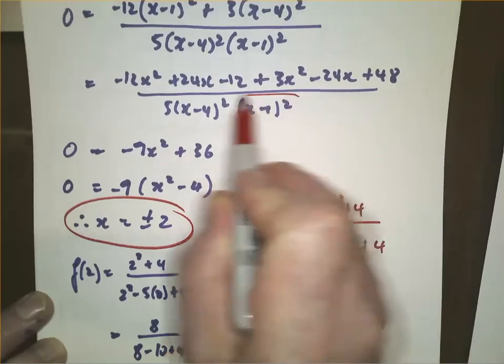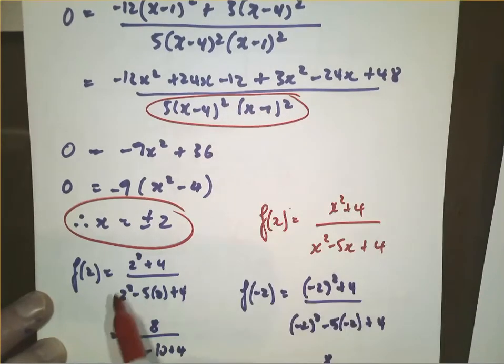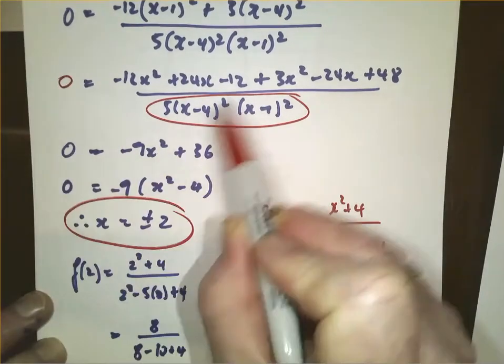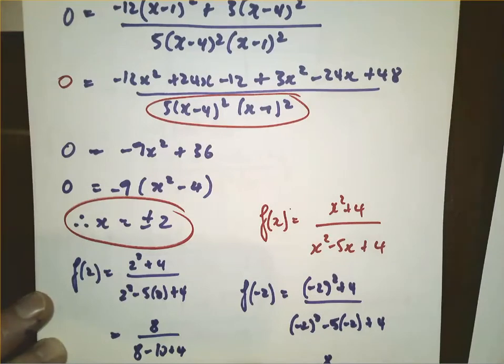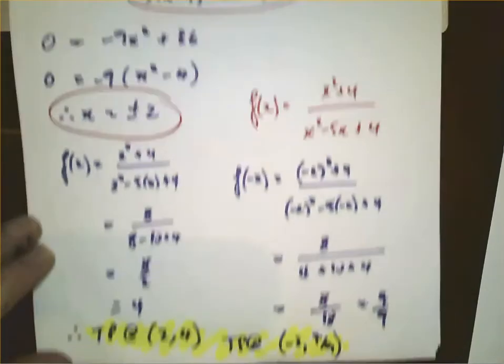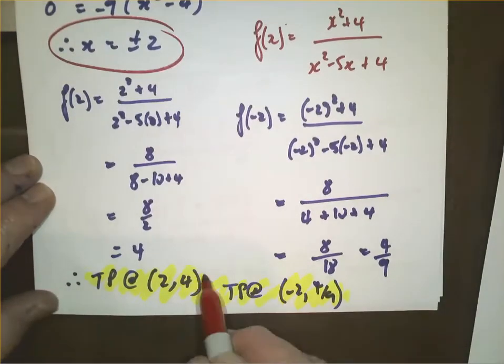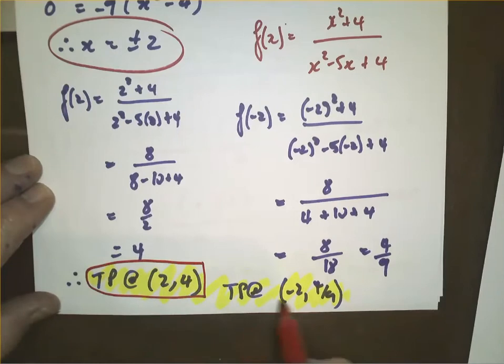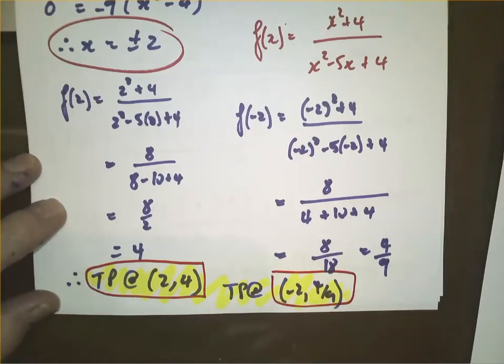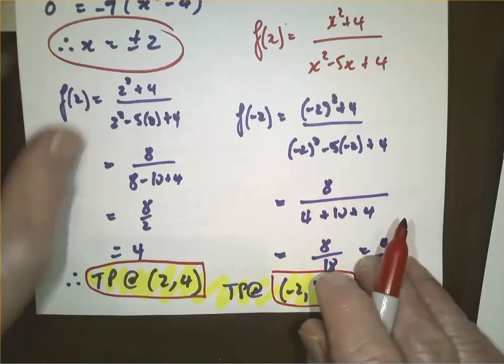Remembering I can ignore the denominators because the only way I can get this equal to 0 is if the numerator is equal to 0. And then subbing these in, that gives me 2 turning points at 2 and 4 and -2 and 4/9. The question asks for the type of stationary points.